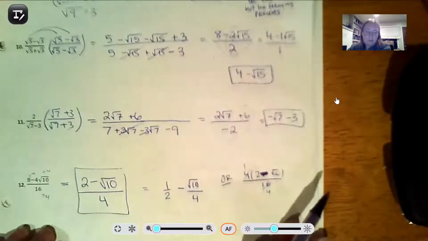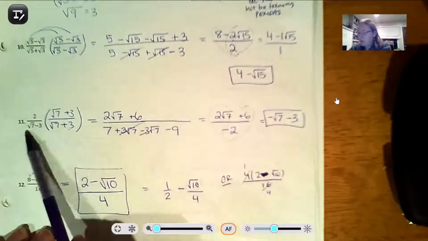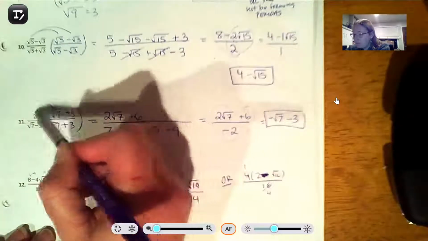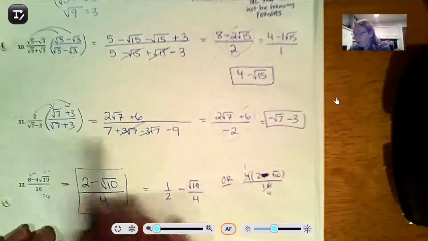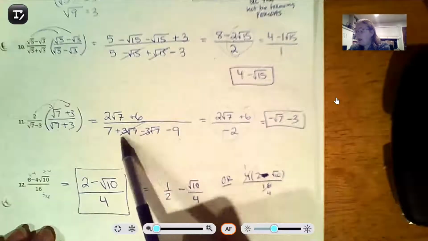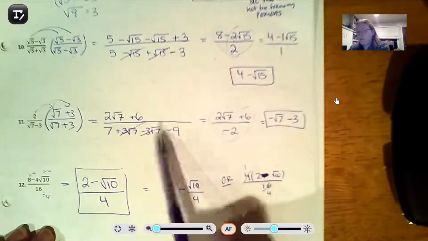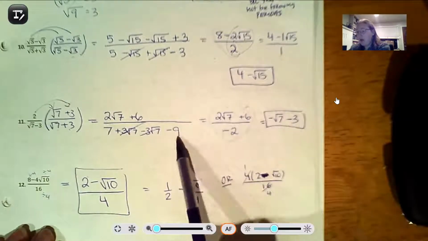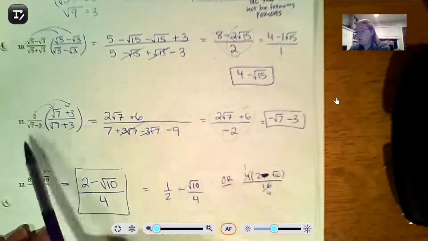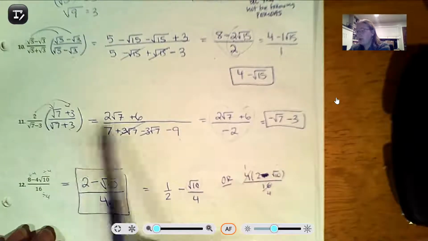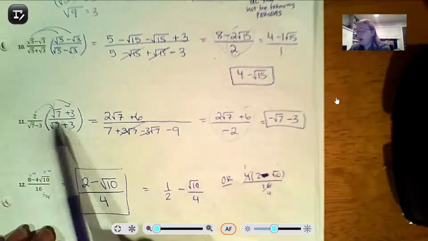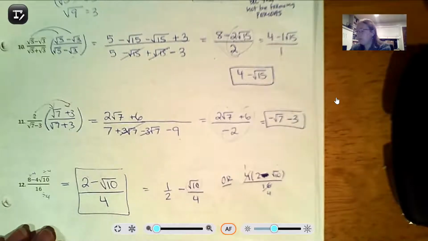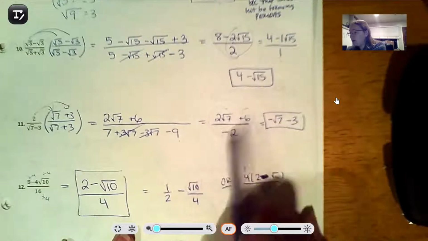For number 11, the conjugate would be root 7 plus 3, distributing, and foiling. The O and I of FOIL end up canceling because the whole point of doing the conjugate is to have them be opposite so that they cancel out. And 7 minus 9. Again, it's root 7 times root 7. That's root 49. The square root of 49 is 7. Or the square root of 7 is being squared. It's being multiplied by itself. And so the square root and square root cancel to leave you with 7. In this case, you're going to divide each of these by negative 2.